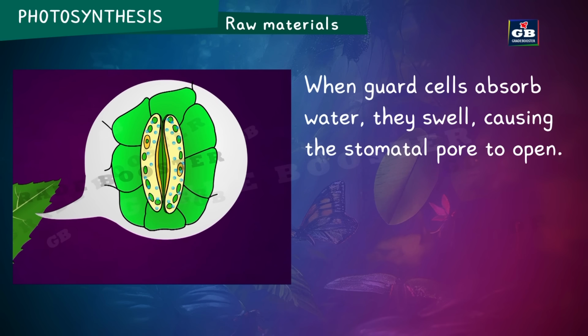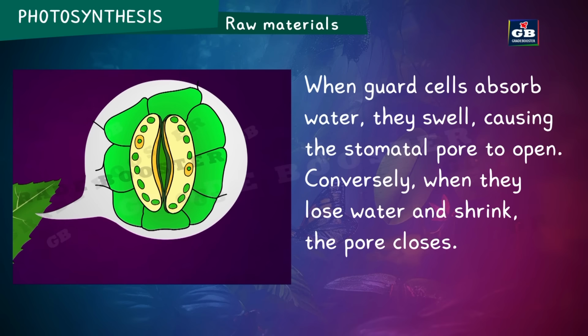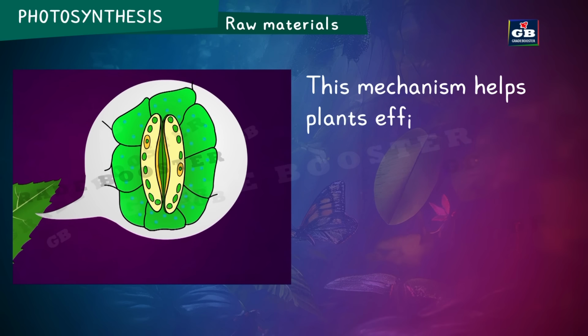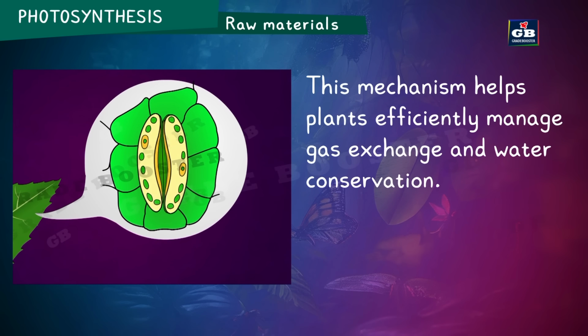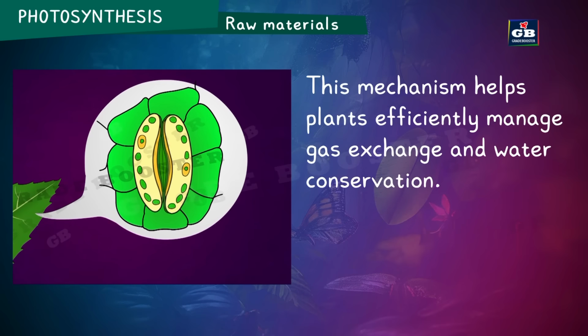When guard cells absorb water, they swell, causing the stomatal pore to open. In the same way, when they lose water, they shrink and the pore closes. This mechanism helps the plants to efficiently manage gas exchange and water conservation. This is how plants get carbon dioxide.